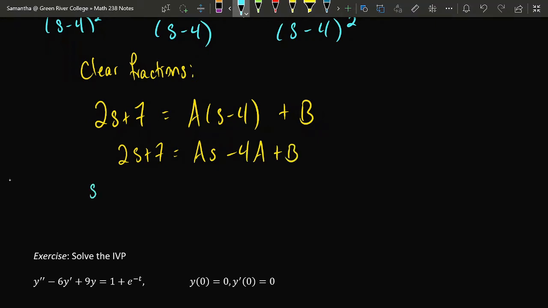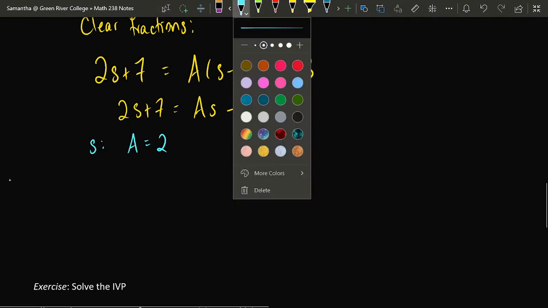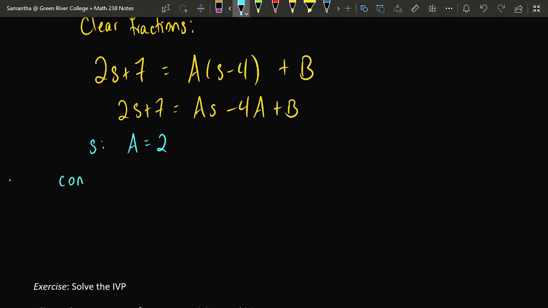Now if I look at the s terms, that implies that a is equal to 2. You can get that directly. And if I look at the constant terms, then I get that 7 is equal to negative 4a plus b. Well, now I know that a is 2, so if I plug that in, I get 15 equals b.